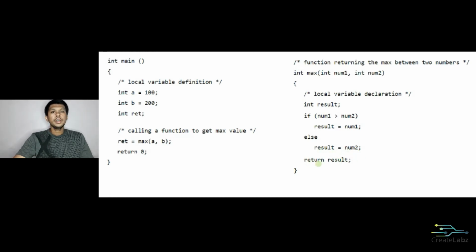And then return result. Notice that result is an integer, which is actually correct because we have a return type of int. So return result means return 200, meaning the value of max(a, b) is 200 and ret equals 200.